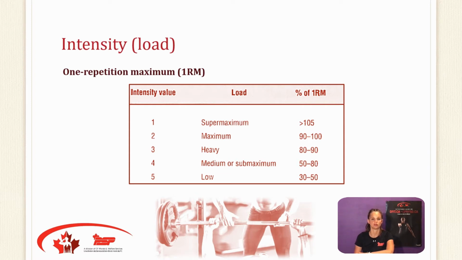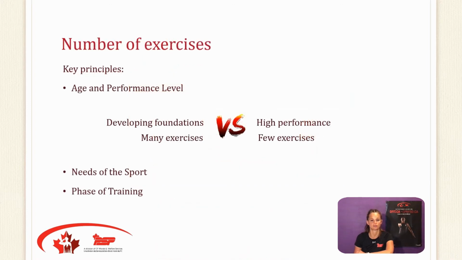Super maximum is a load that actually exceeds one's maximum strength. It's used by professionals with spotters to assist. Most other athletes should be restricted to a load of no more than 100%. You can see this in the table: the maximum load is from 90 to 100% of maximum, the heavy is from 80 to 90%, the medium is from 50 to 80%, and the low is from 30 to 50% of 1 rep max. The load will not be the same through all training phases. On the contrary, periodization will alter the load according to the goals of each training phase.